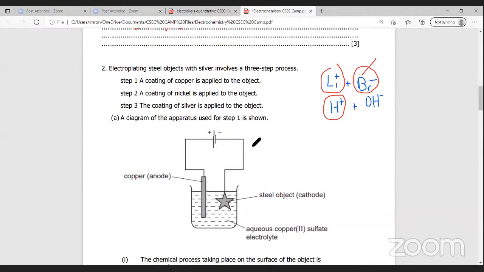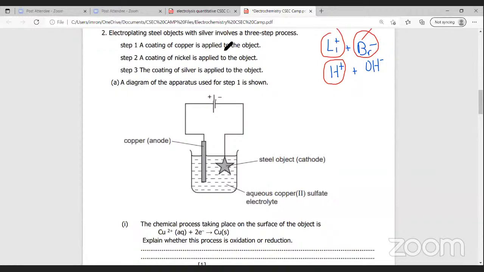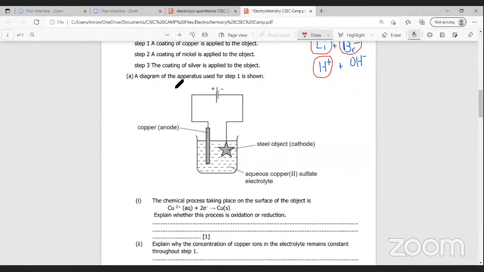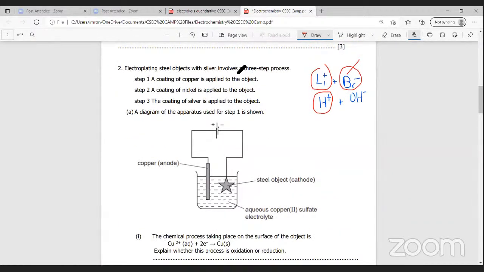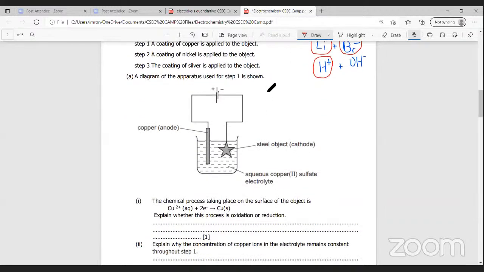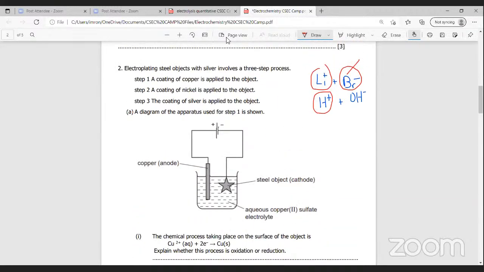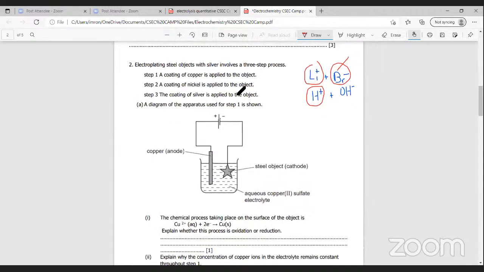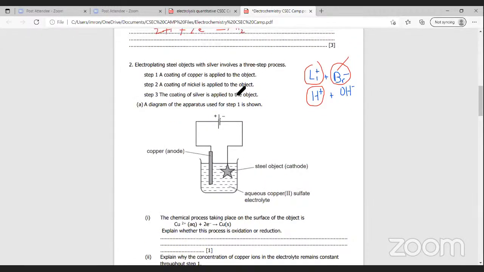Let's do an application question. Application of electrolysis. This one is talking about electroplating. It says electroplating steel objects with silver involves a 3-step process. A coating of copper is applied to the object. A coating of nickel is applied to the object. A coating of silver is applied to the object. The diagram of the apparatus for the first step is shown below. Make sure that you can see this one. Yes, so there's the diagram.